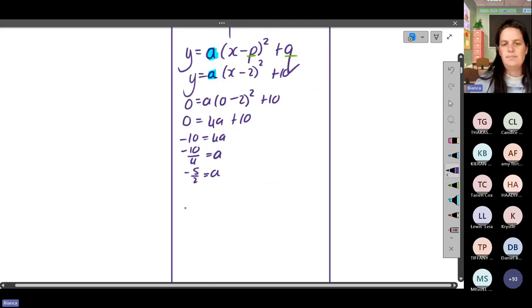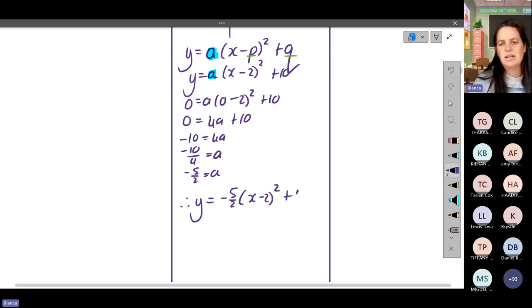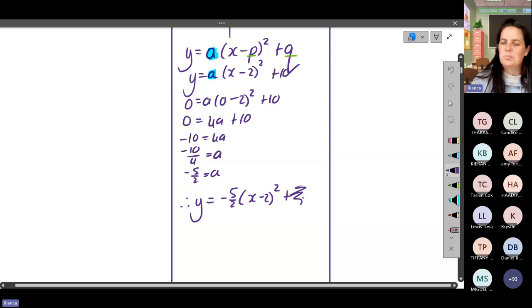So here's my formula then. Therefore, my formula is y equals a, the turning point, x minus 2 squared plus 10. And that's your answer. But the problem is, they don't want it to look like this. They want it to look like this formula on this side.